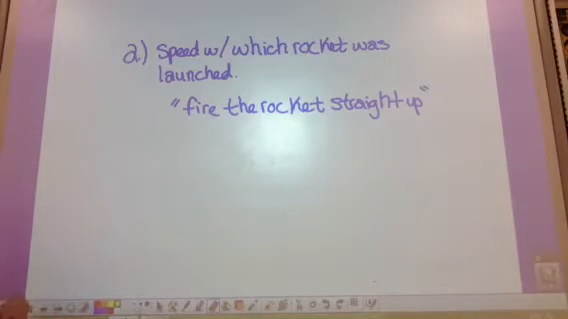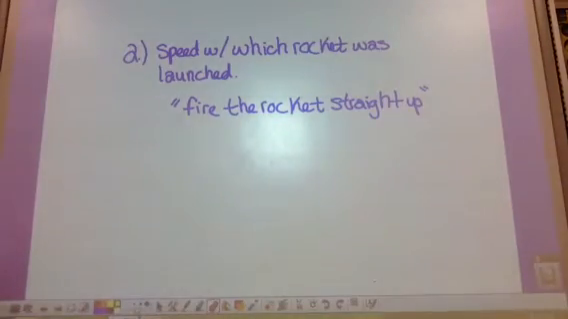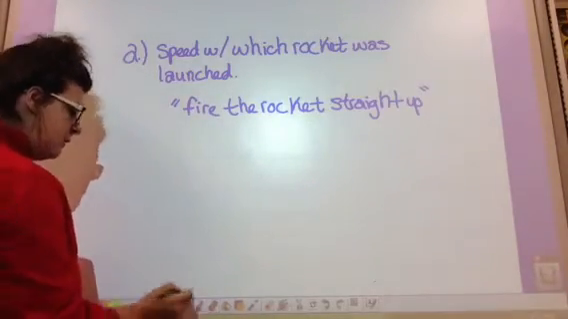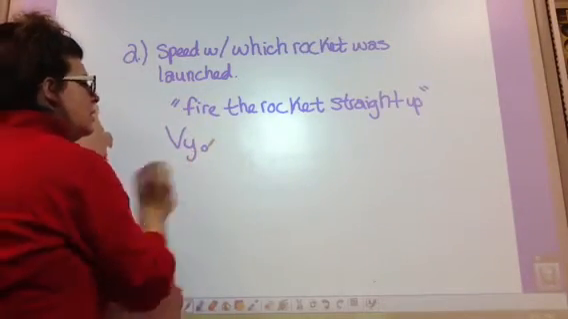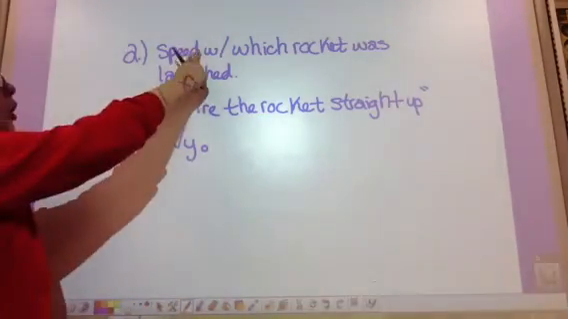So that means I'm trying to find some type of initial velocity, but there is a key phrase in this problem that tells me a lot more, and that is that we fired the rocket straight up. So if I'm firing the rocket only in the vertical direction, I don't have to worry about any type of horizontal velocity. So I'm only worrying about a velocity in the y direction. So I want to know my initial velocity in the y direction.